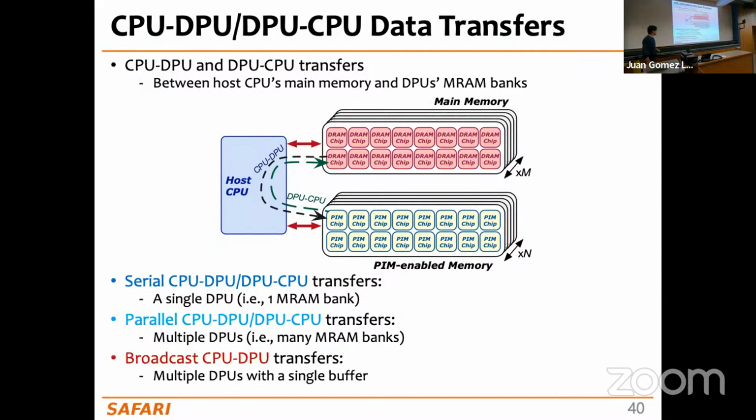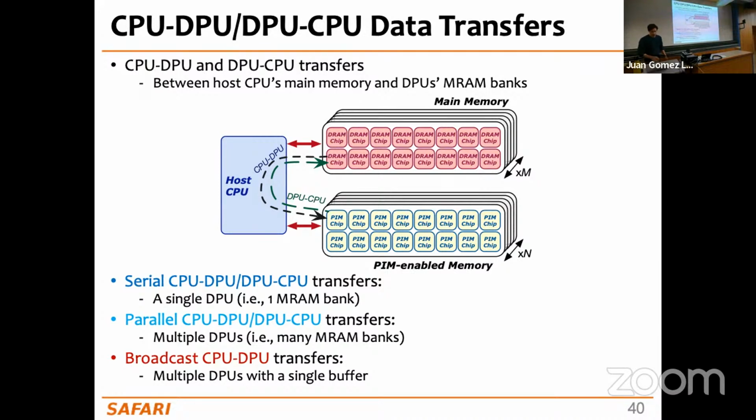And finally, we have broadcast CPU-DPU transfers. Observe that these are not DPU-CPU. These are only in one single direction. And in this case, we are targeting multiple DPUs and multiple MRAM banks, but a single buffer. That's why we call it broadcast, because it's the same data to all MRAM banks.